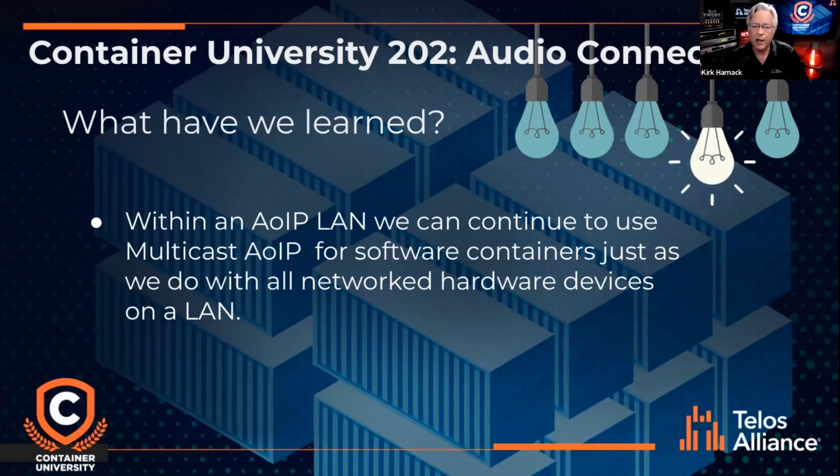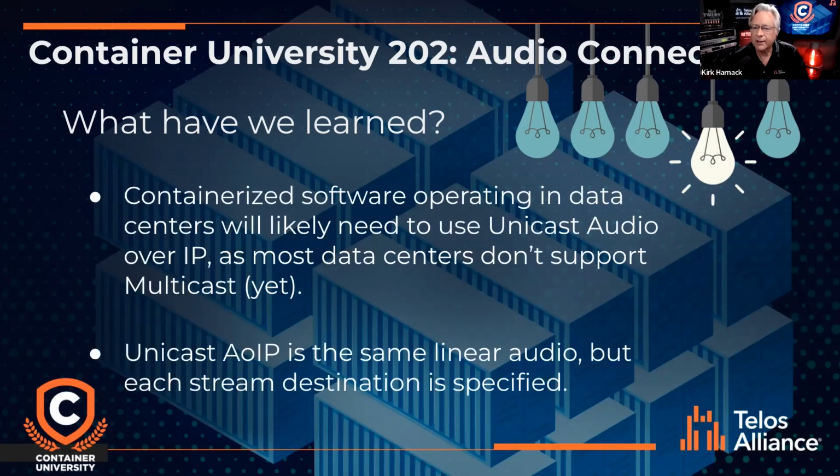Now, within an AoIP LAN, we can continue to use multicast AoIP, just as we do with all networked hardware devices on a LAN. Containerized software operating in data centers is likely going to need to use unicast audio over IP, as most data centers don't support multicast, at least not yet.